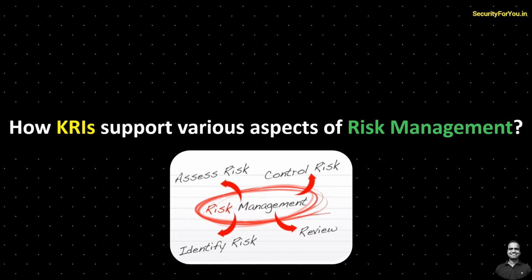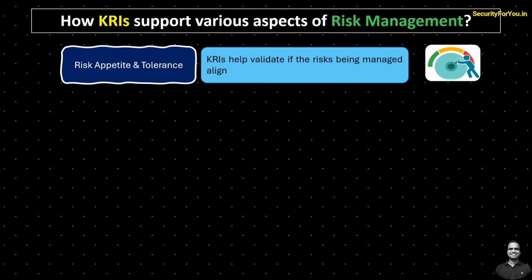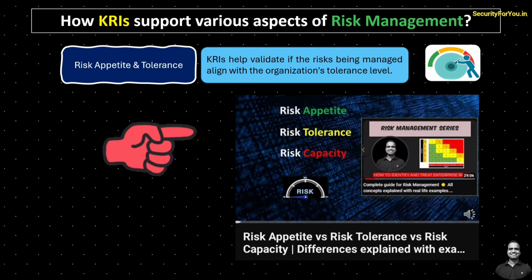How key risk indicators support various aspects of risk management. Risk appetite and tolerance. Key risk indicators help validate if the risk being managed aligns with the organization's tolerance level. For example, frequent security breaches, which is our KRI, might indicate a need to adjust risk tolerance or increase risk appetite. I have made a detailed video on risk appetite, risk capacity, and risk tolerance of an organization, which you can watch for better understanding.